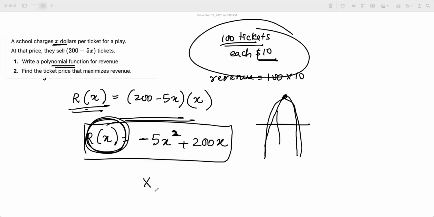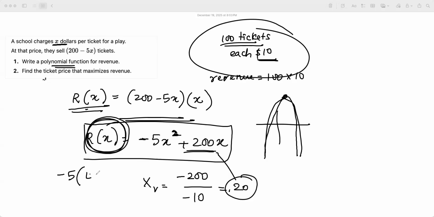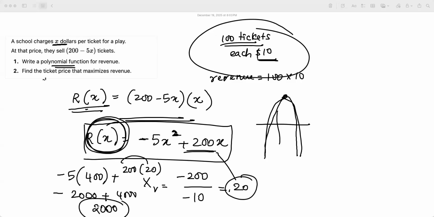Find the axis of symmetry, then, yeah, minus b by 2a. So that would be 20, and then we'd plug that in. Yep, you plug that in and find out the maximum revenue. How will you find out? Minus 5 times 400 plus 200 times 20. Let me try quickly. That is minus 2,000 plus 4,000. So the maximum revenue would be $2,000. Any questions?